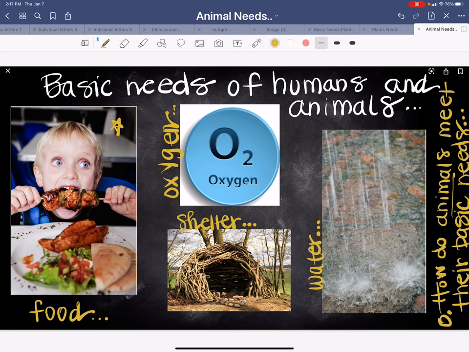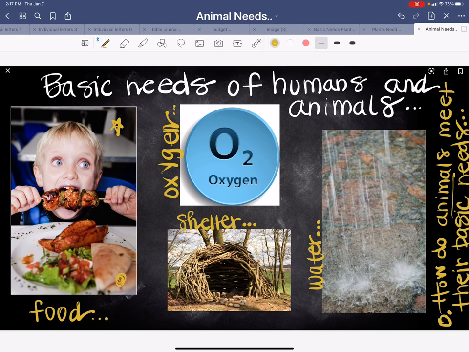So, unlike plants, animals and humans cannot make their own food, so they rely on other animals and plants for food. Without food, humans and animals can't survive. Humans and animals need food for the following reasons. We've got to have energy, we've got to be able to grow, to heal, and defend against diseases and illnesses. Also, the production of heat in order to keep our body warm.